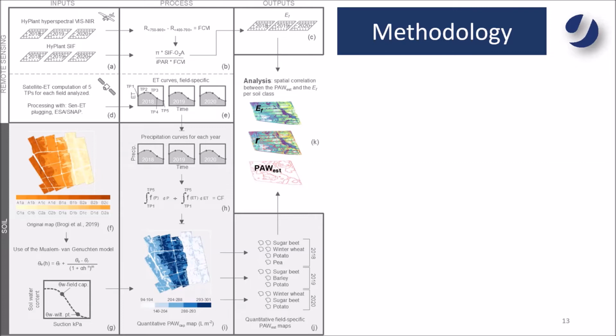With these correction factors, we were able to transform the one single map of plant available water, of water available for plants in the soil, to 3 maps for each year. And then we extracted the individual maps for each field analyzed, and we overlapped it with the fluorescence information and estimated the relation between both. This is in principle the materials and methods.